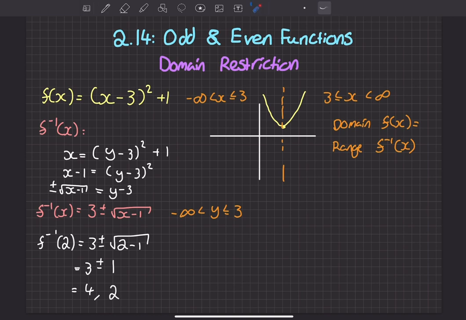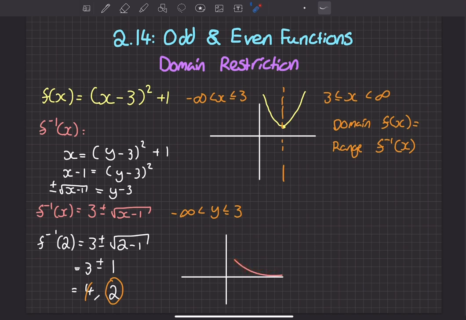But now we have that the domain is between minus infinity and 3. Sorry, the range is between minus infinity and 3. So this 4 here, we can just cross it out. This 4 is gone, right? And we're left with 2. So if we graph the inverse now, it will look something like this, where the top part is just gone. We don't have this top part anymore. We have a function.